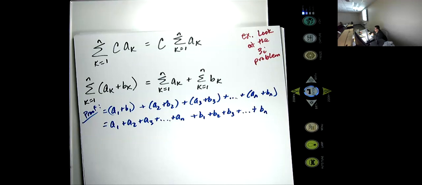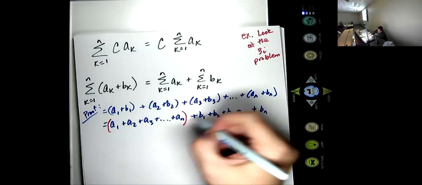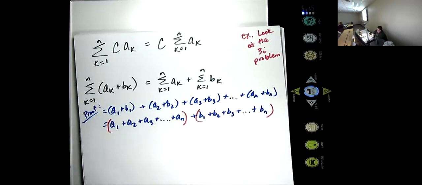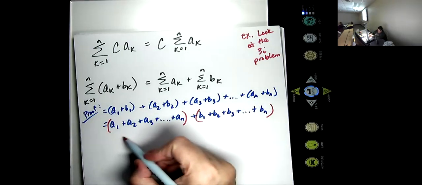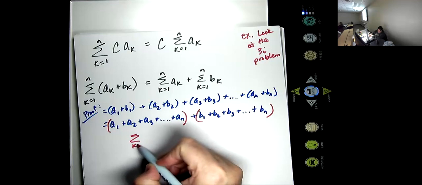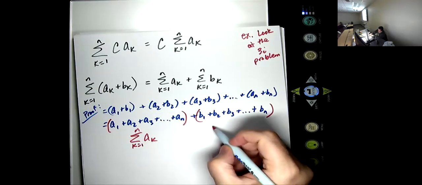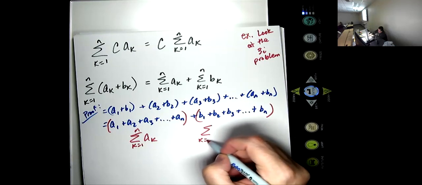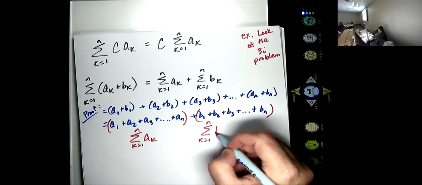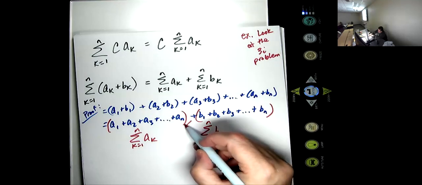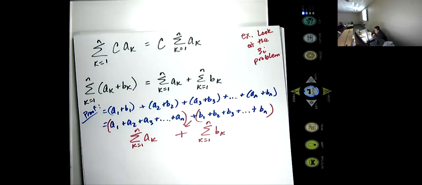So I just rearrange the terms. Those are my A's, these are my B's. This here is the very sequence k equals 1 to n of a_k. And that is k equals 1 to n of b_k. And the plus sign in between them is all that we needed to show it.